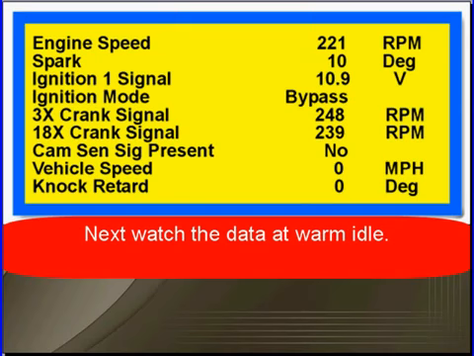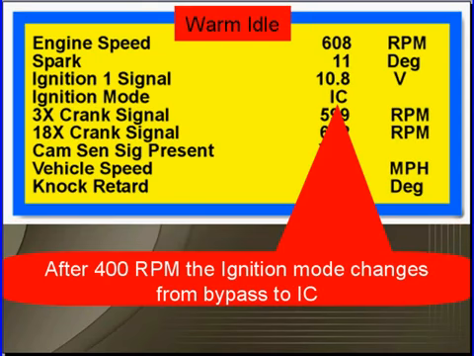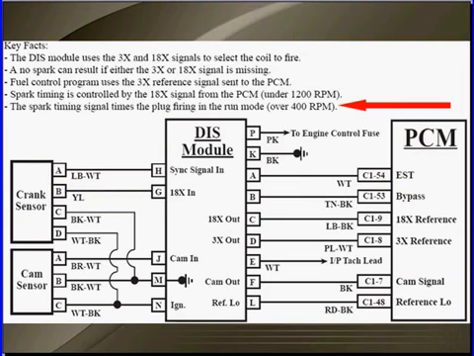Next, watch the data at warm idle. After 400 RPM, the ignition mode changes from bypass to IC. How do we know that? Because we used vehicle-specific information, and the key facts it told us. The PCM times the spark over 400 RPM. So we knew that it should change to IC after 400 RPM.